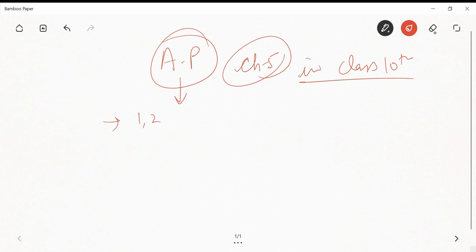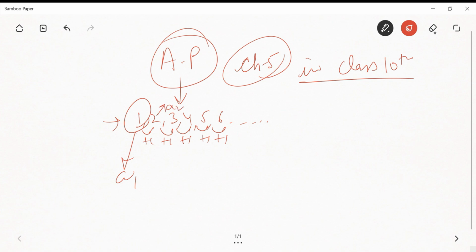For example, 1, 2, 3, 4, 5, 6 and so on. So here see, there is a common difference of 1. There is an increment of plus 1, right? Now the first term is a1. The second term is denoted by a2, the third term as a3, and then a4, a5, a6, and so on.